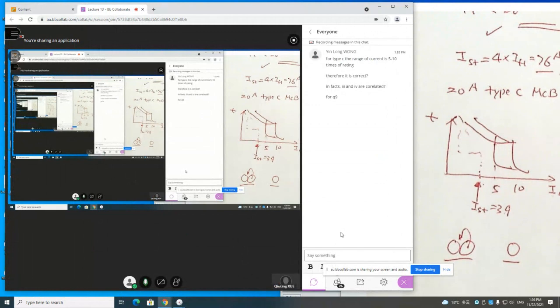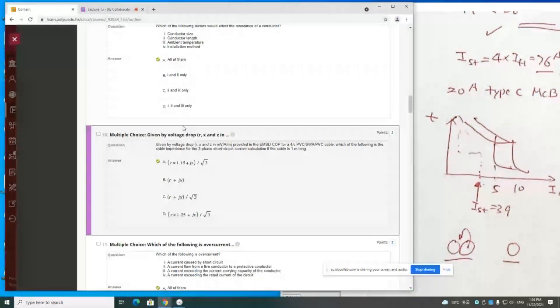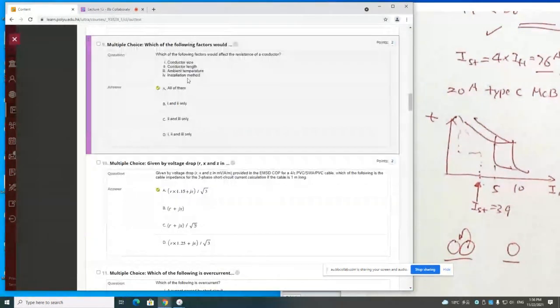For question 9, 3 and 4 are correlated, because the installation method affects the temperature, so it causes a change of temperature, and so it affects the resistance value.